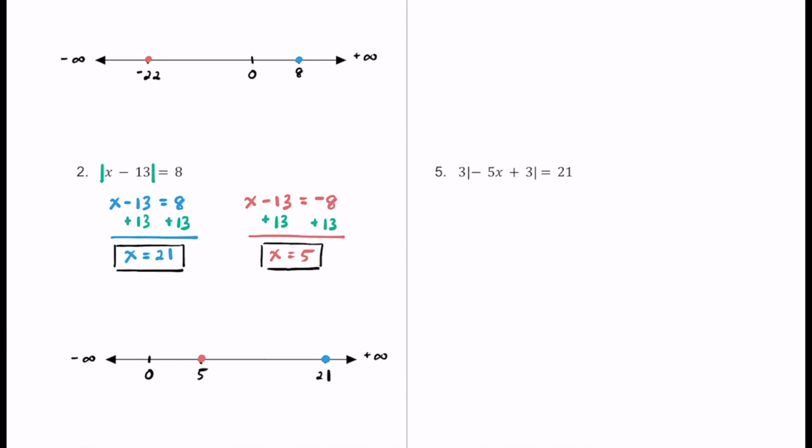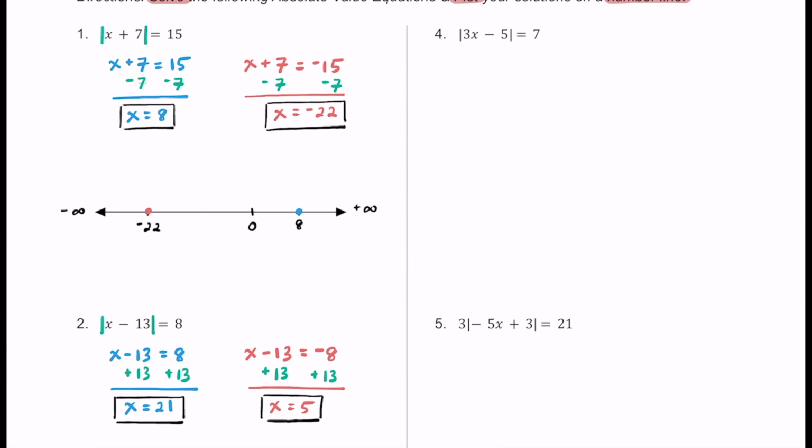Here's number 4. For number 4, we have the absolute value of this 3x minus 5 is equal to 7. So notice how this absolute value bar is already isolated again, so we can get started right away. So we have this 3x minus 5. The absolute value of that, we can either equal 7, that's one scenario, because the absolute value of 7 would equal 7, or we can say that this 3x minus 5 would equal negative 7, right? Just because the absolute value of negative 7 is also positive 7.